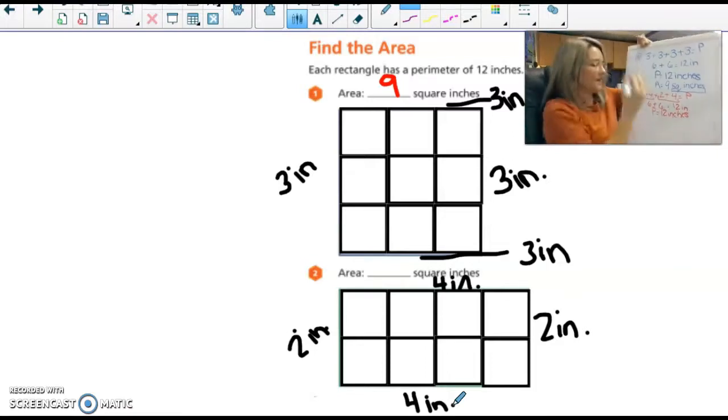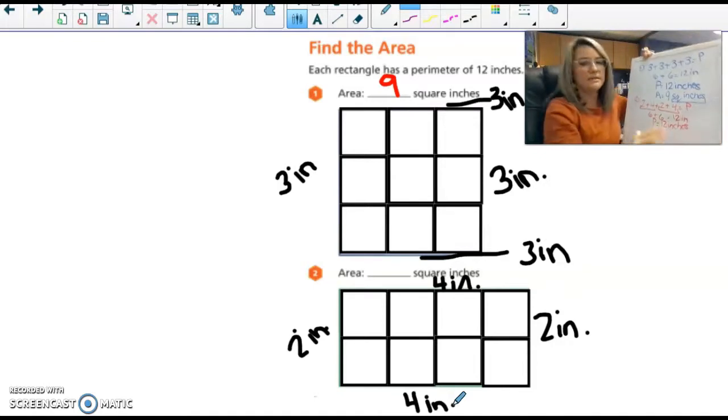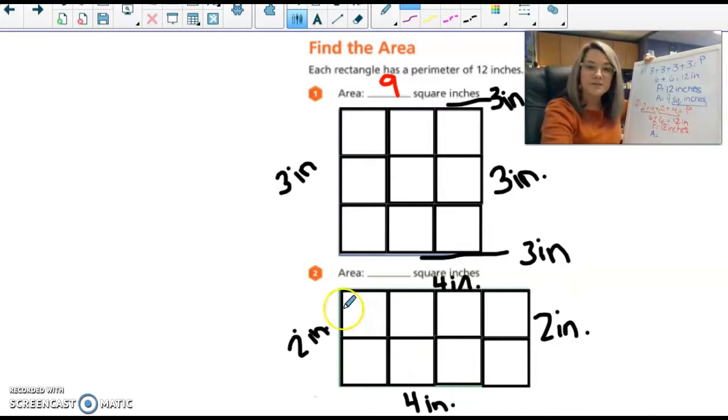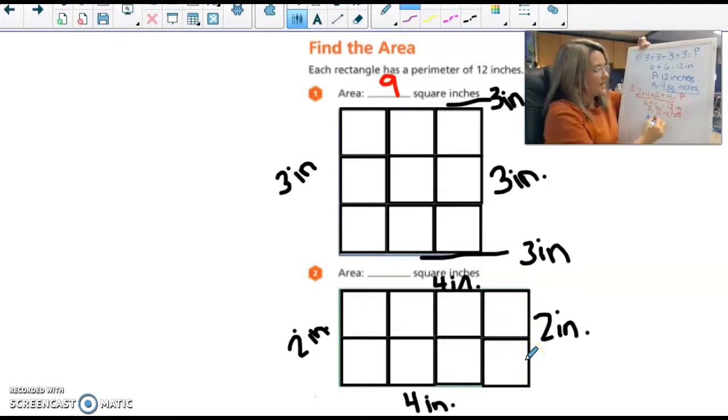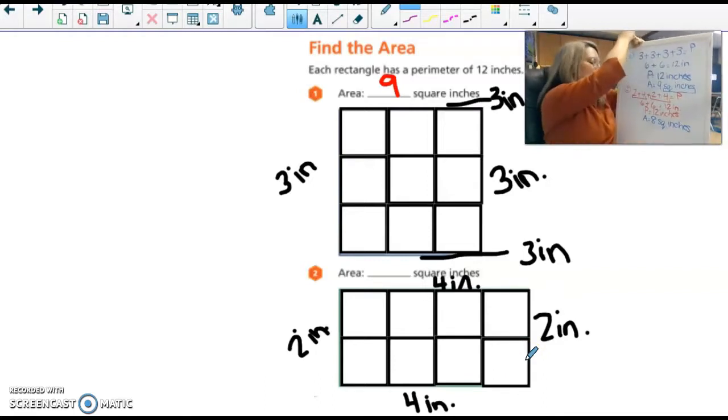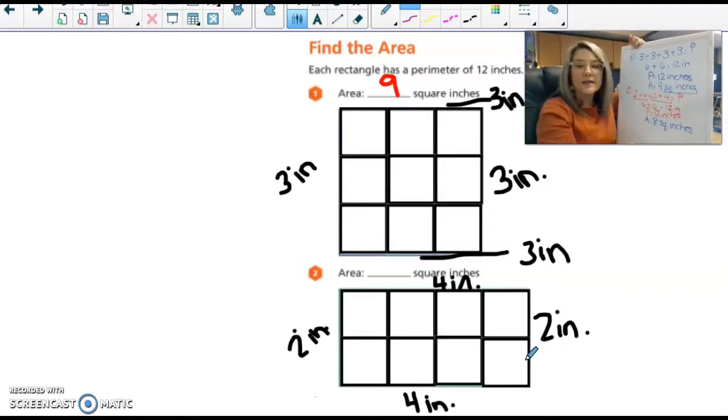Okay, so the area is the inside, and I can also find it by multiplying 1 length times 1 width, 2 times 4, and I can see that here that there are 2 groups of 4, so 4, 8 square inches. So now we have 2 shapes that have the same perimeter but different area.